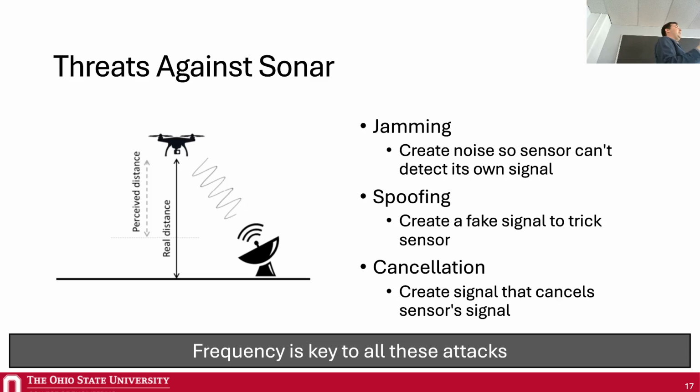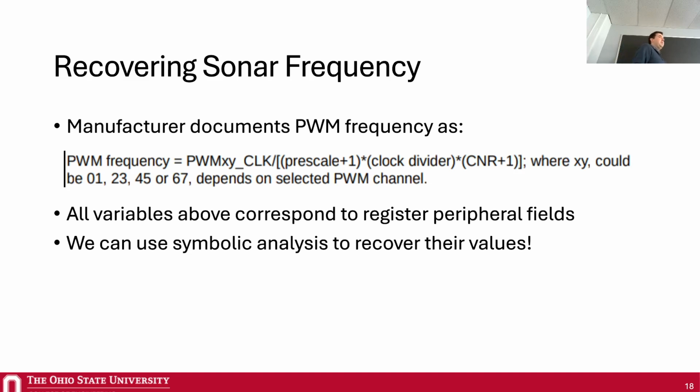In any case, regardless of which one of these attacks you want to attempt, what they all have in common is you need to know the frequency of the sonar system. I guess in jamming, you could just try to flood a huge range of frequencies, but it definitely helps if you know what frequency it is. So since we were able to disassemble this code, was it possible for us to automatically pull out of the firmware what frequency the sonar was using? And the short answer was yes.